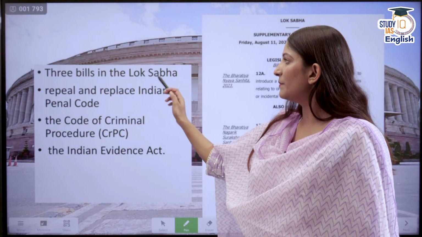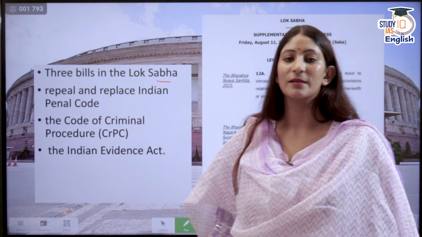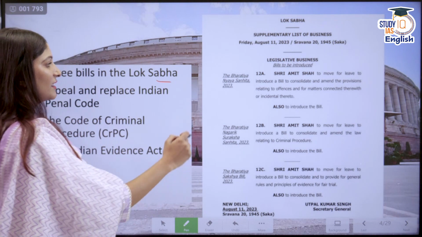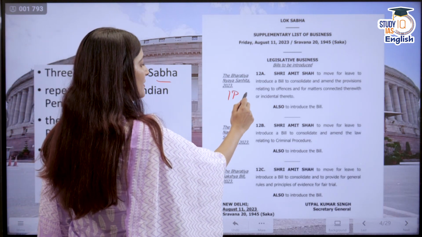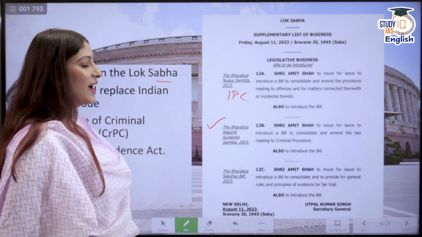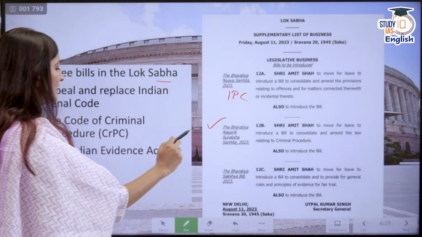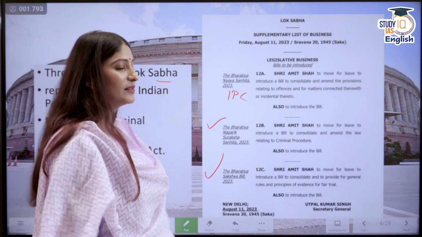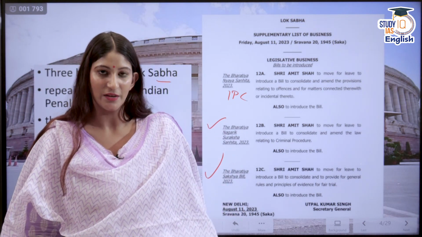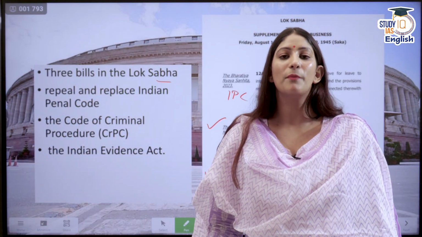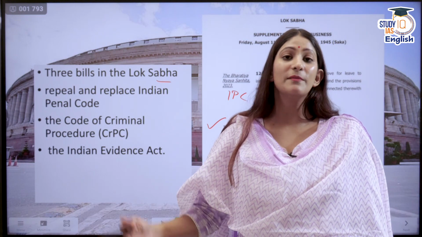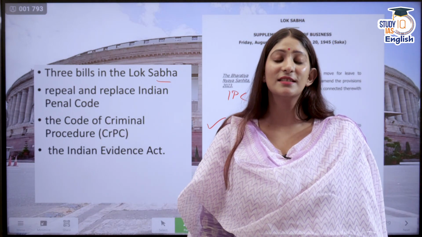Moving on. The three bills that have been introduced in the Lok Sabha. First is the Bharatiya Nyaya Sanhita. This will replace the IPC. Then Bharatiya Nagarik Suraksha Sanhita. This will replace the Code of Criminal Procedure. And then we have the Bharatiya Sakshya Bill. This is the Indian Evidence Act. And all these three important bills will replace the important acts which have been in existence since a really long period of time.